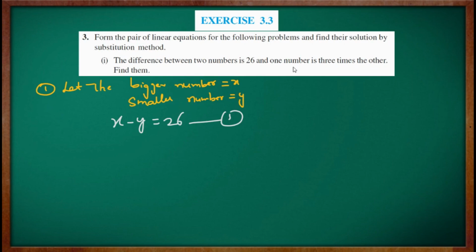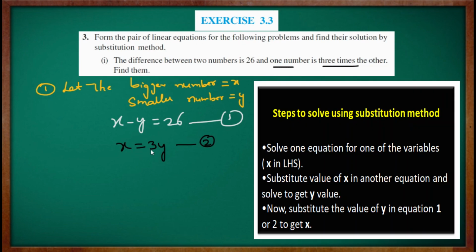There is one more condition in the question. One number is 3 times the other number. So x is equal to 3y. Based on the second condition, I am writing x is equal to 3y. The reason is that the bigger number is 3 times the smaller number. So I have taken this equation as the second equation. Now I am going to substitute x is equal to 3y in the first equation. As we are substituting one equation in the other, this method is called substitution method.